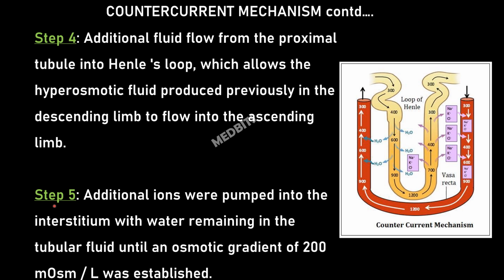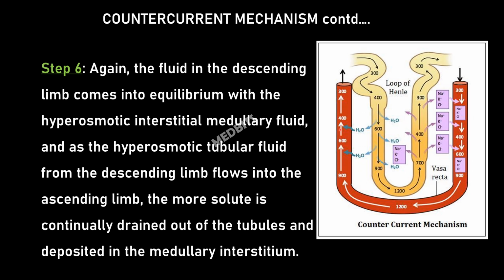And step number 5 is additional ions are pumped into the interstitium with water remaining in the tubular fluid until the osmotic gradient reaches 200 milliosmolar per liter. And step number 6 is again the fluid in the descending limb comes into equilibrium with the hyperosmotic interstitial medullary fluid. Interstitial medullary fluid is this area between the loop of Henle and the vasa recta.